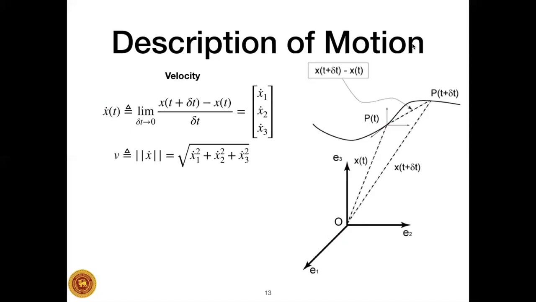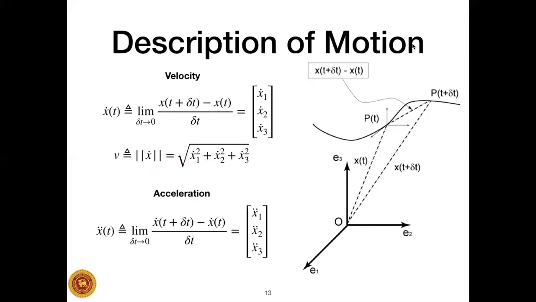The magnitude of the velocity, given by the Euclidean norm, will be called the speed, or the magnitude of the velocity. Similarly, if you again differentiate, taking the difference of this quantity at t plus delta t and at t, dividing by delta t and taking the limit as delta t goes to 0, you get another 3 numbers, x1 double dot, x2 double dot and x3 double dot, and we will call those the accelerations of the point P with respect to the frame E1, E2, E3.